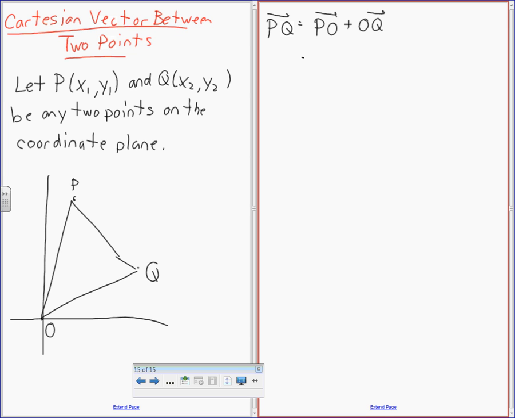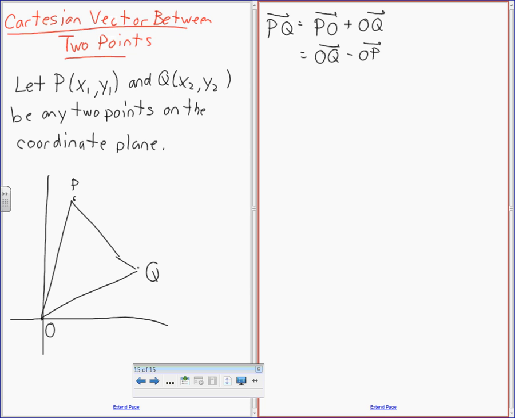Now I'm going to use Nate's advice. I don't like PO at all, because with PO I can't find the distance. PO is not a Cartesian vector. OQ is going to be a Cartesian vector. PO is not. How can I make PO a Cartesian vector? Negative OP. So this is going to be OQ minus OP.